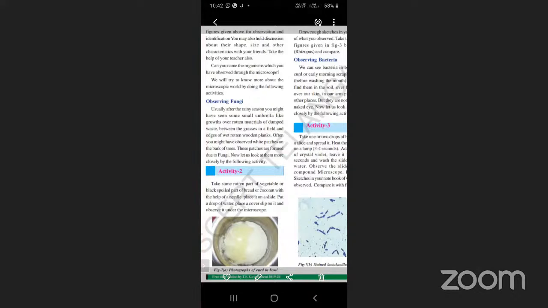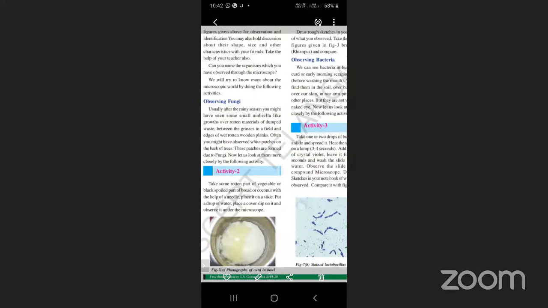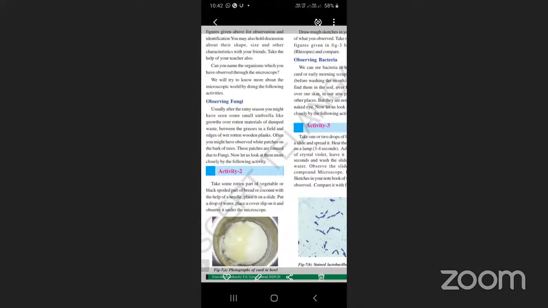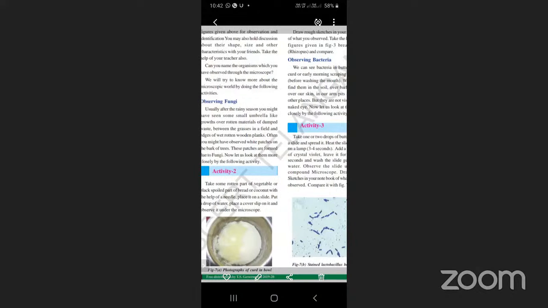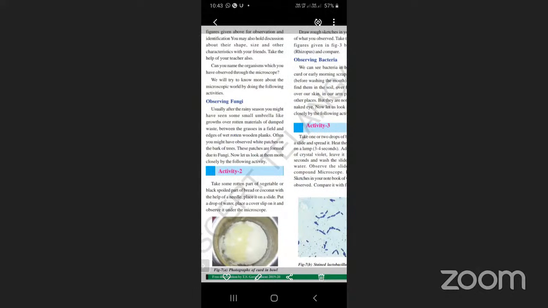You have to collect the sample from that rotten material, like bread or coconut, whatever it may be, as we have just discussed, with a needle and put it on a slide. Add a drop of water and cover it with a cover slip, to avoid disturbance from wind or dust or anything while we are observing. Then we can observe with the help of a microscope.